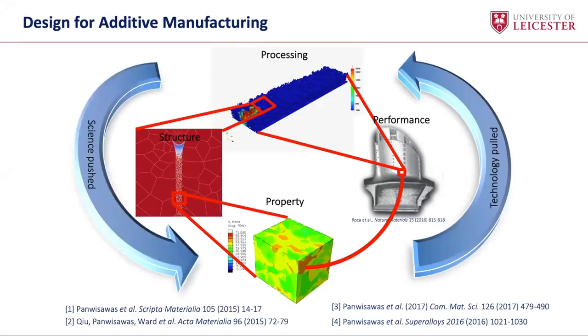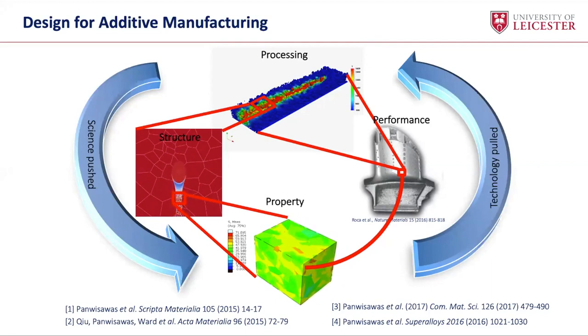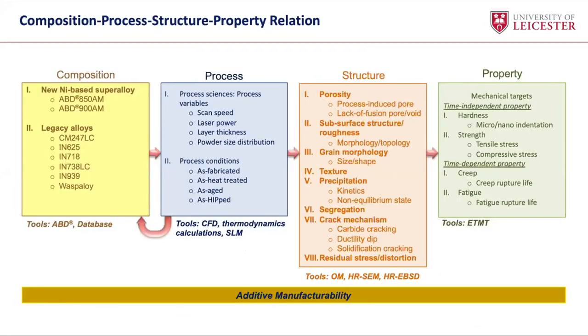So in this presentation, I basically use a science push approach to design metal 3D printing. And definitely, as a material scientist or material engineer, you know that we're talking about four strands of materials, which is material composition, process, structure, and property. How can we link all these four together?